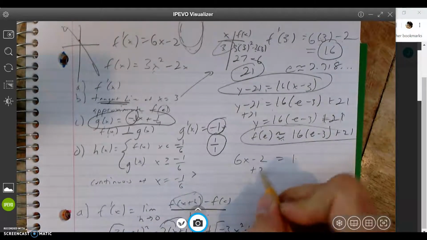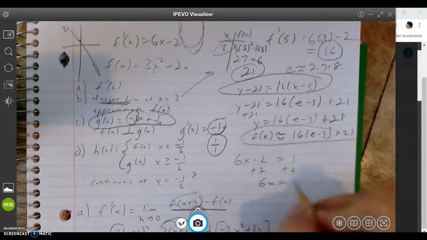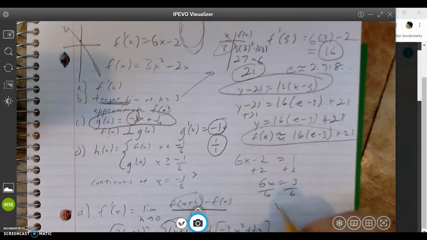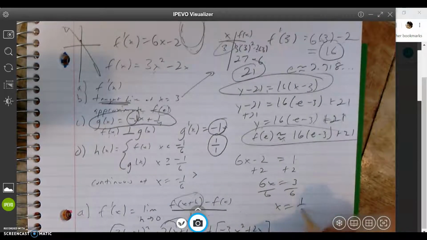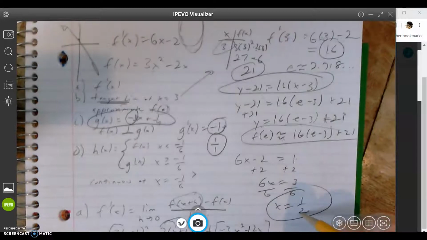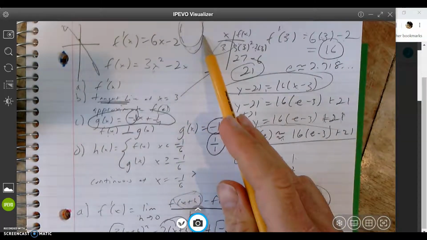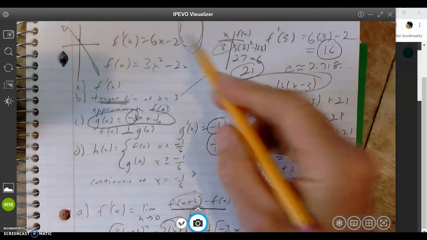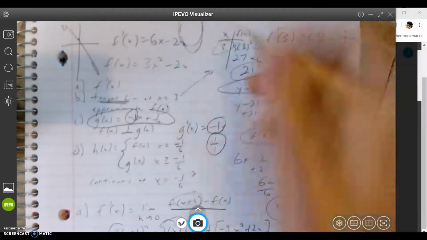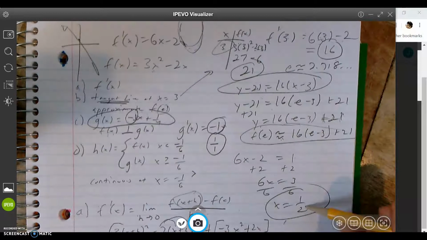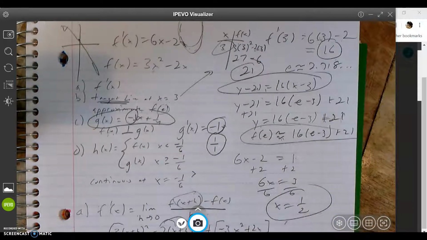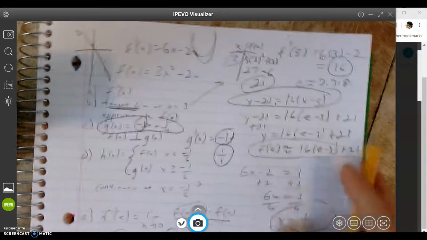So now I'm just solving this. And x equals 3/6, which is 1/2. There we go. So at x equals 1/2, the slope of the parabola is negative 1, and the slope of the line is also negative 1 at x equals 1/2. That's what you just found out. Cool.